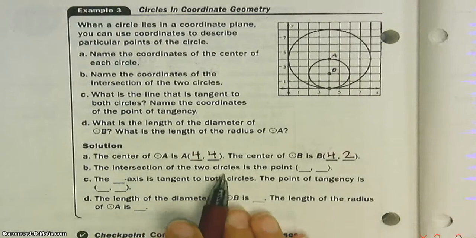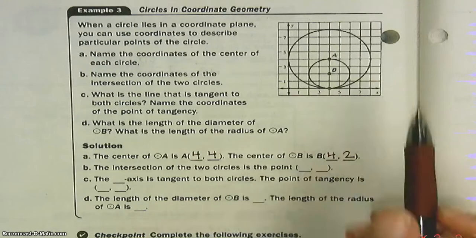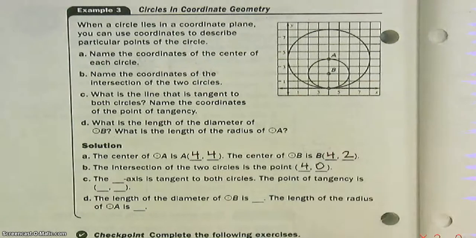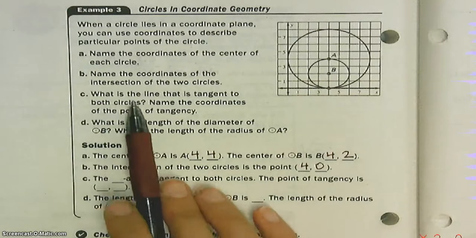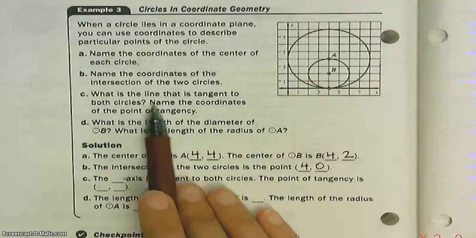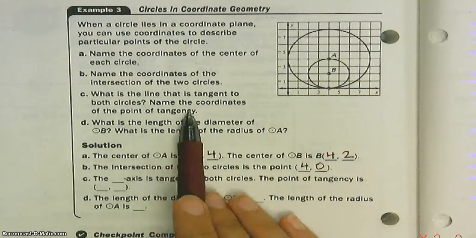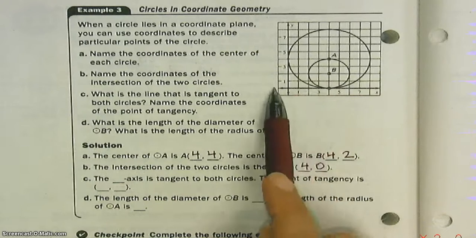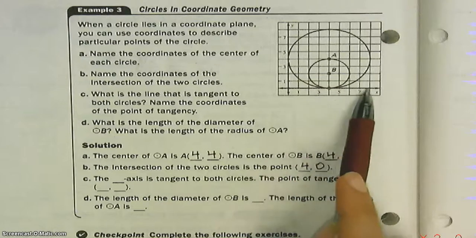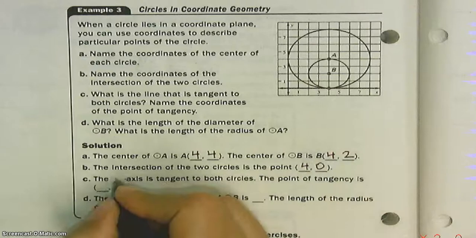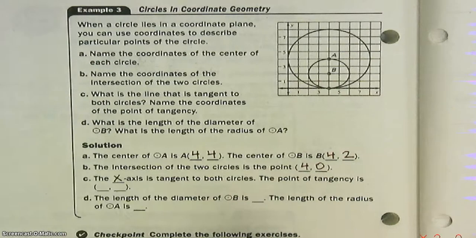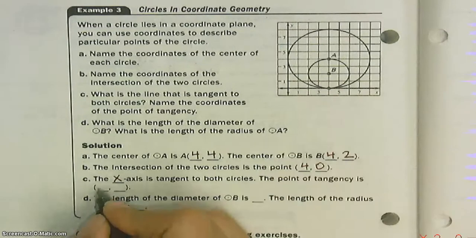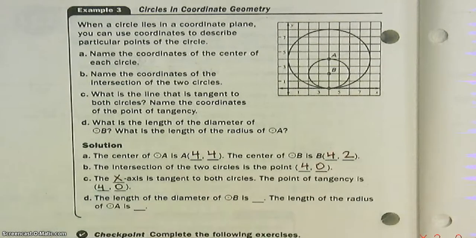The intersection of the 2 circles. So where the 2 circles touch each other, that's right here. 4, 0. What is the line that is tangent to both circles? Name the coordinates of the point of tangency. So a line that's touching both circles once. That's right here. See this line? It's touching both circles once. That is the x-axis. So the x-axis is tangent to both circles. And the point of tangency where it's touching is right there at 4, 0.